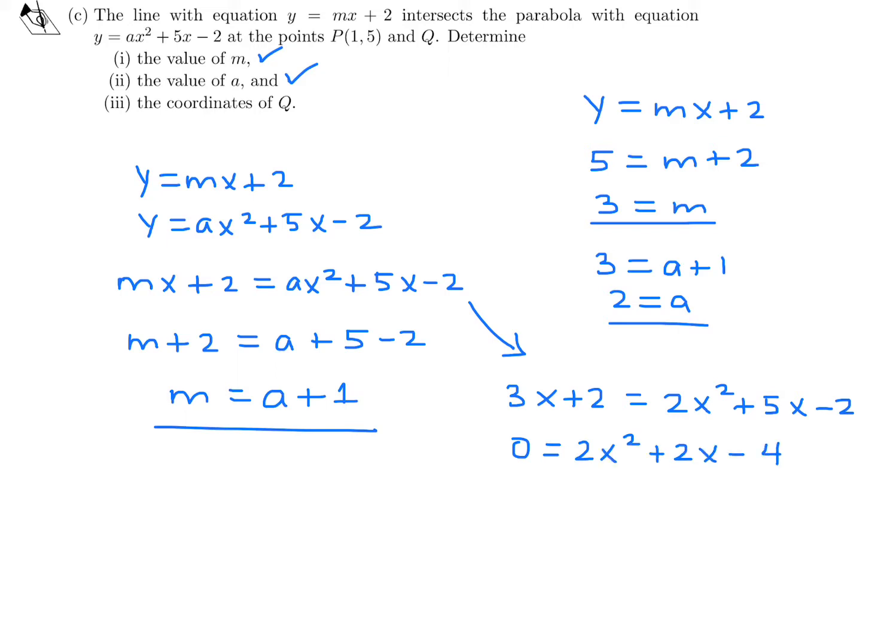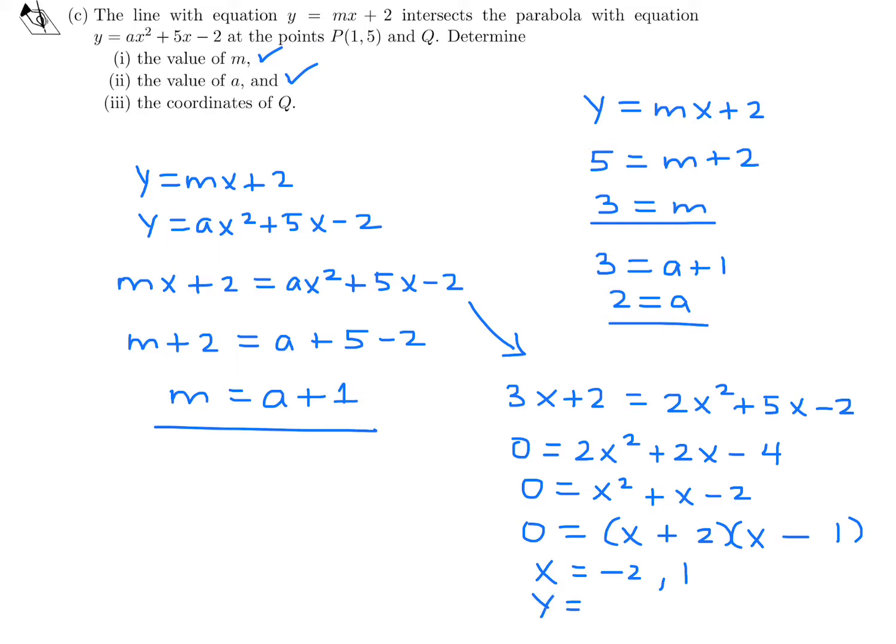And let's put everything on one side, and when we do, we get 2x squared plus 2x minus 4. Divide through by 2, x squared plus x minus 2. And I think this should factor as (x plus 2)(x minus 1). So that means x is either negative 2 or 1. If x is negative 2, substitute it back into either of these, and when you do, you get minus 4. And then for 1, you get 5. So our points of intersection are (1, 5), which they called P, and (minus 2, minus 4), which is Q. And this is the one they wanted us to figure out. So the coordinates of Q we have also found.